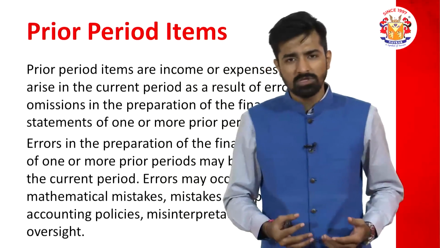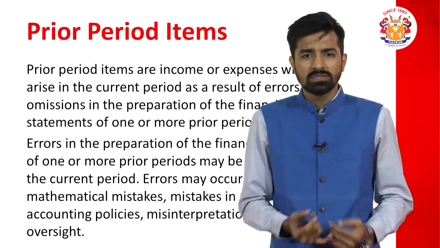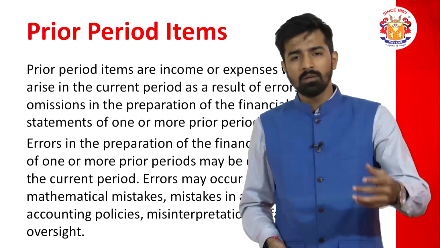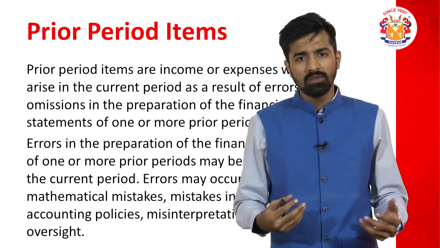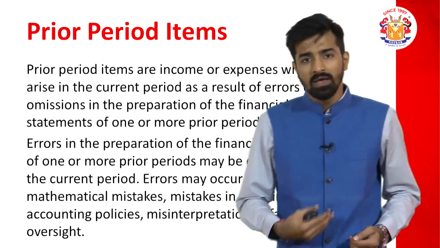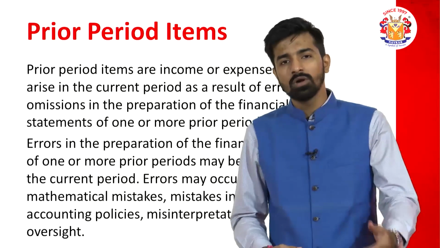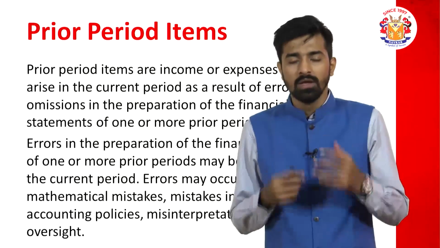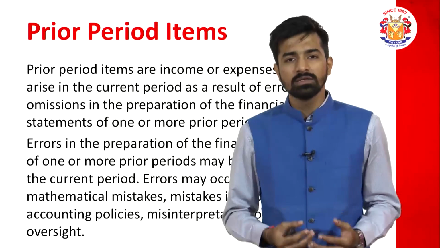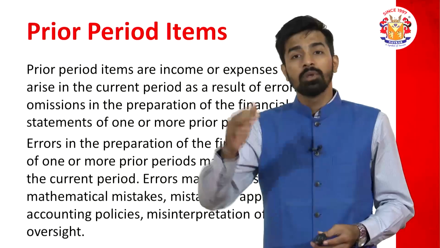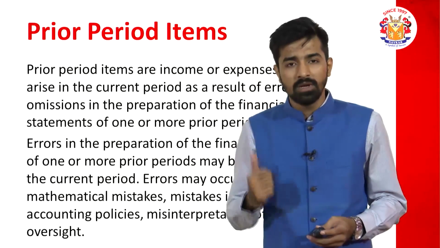What does error or omission mean? Error may occur such as mathematical mistakes or misinterpretation of fact, or if there is an increase in amount or decrease in amount, if you have shown less expenditure rather than what actually happened, or if you have shown less income rather than what you actually earned. So basically all these are errors which are made, or omissions which you are making, in the preparation of financial statements of the prior period.